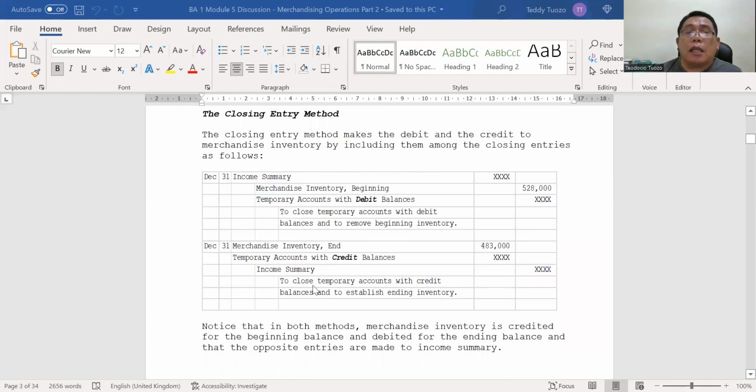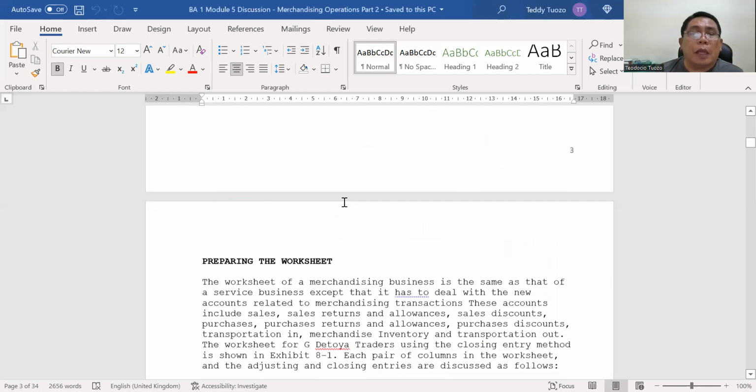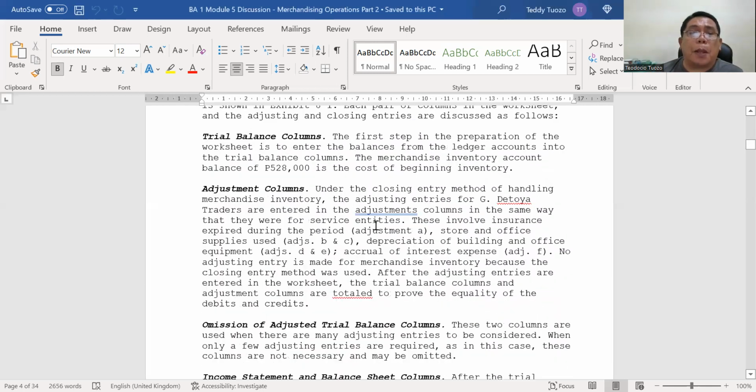So debit balances include the sales returns and allowances. But for those with credit balances, what are those? Accounts aside from merchandise inventory and aside from the income accounts, we also have the purchases returns and allowances, purchases discounts. Okay? And of course, the other accounts that may be existing, just like a service concern. But I will be having an example below.